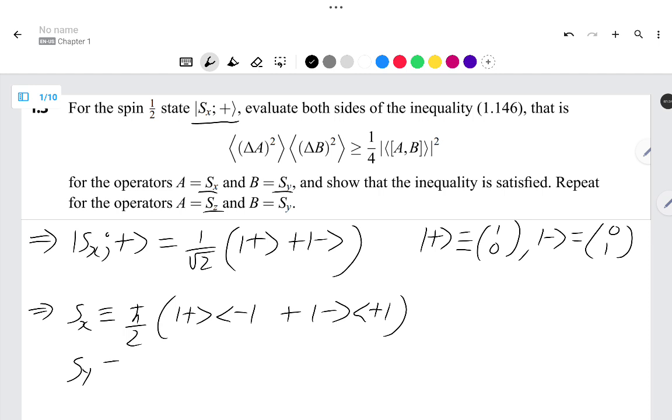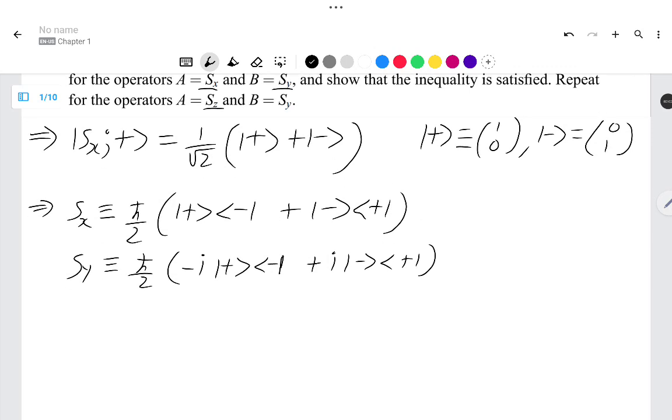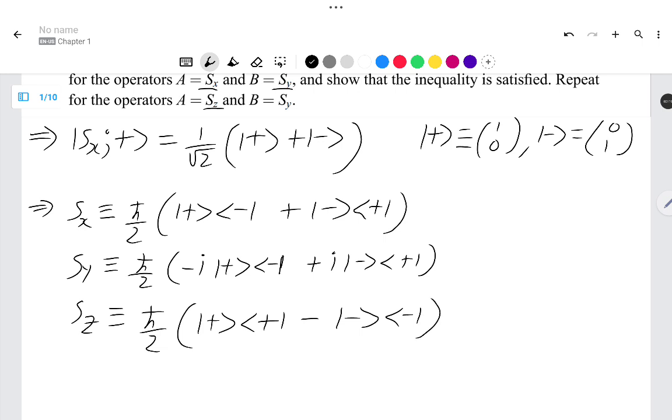Similarly for spin y, there is a phase. And spin z is nothing but diagonal completely, with a negative eigenvalue for the minus state.